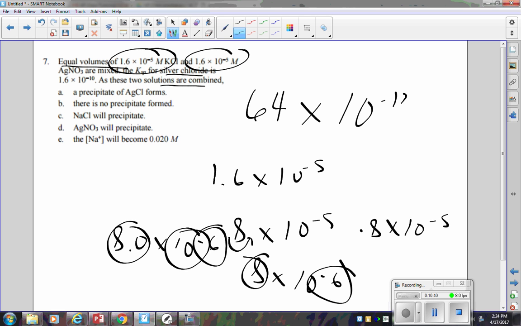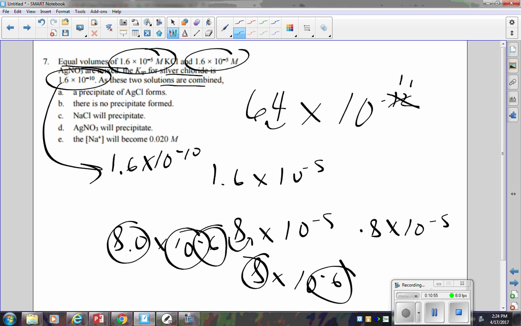But then when I move it back over, it would be 6.4 times 10 to the negative 11. If you notice, my KSP, 1.6, is larger than 10 to the negative 10. So that means there's going to be no precipitate forming. B would be your correct answer, because it goes back to fundamentally what we know about KSP problems.